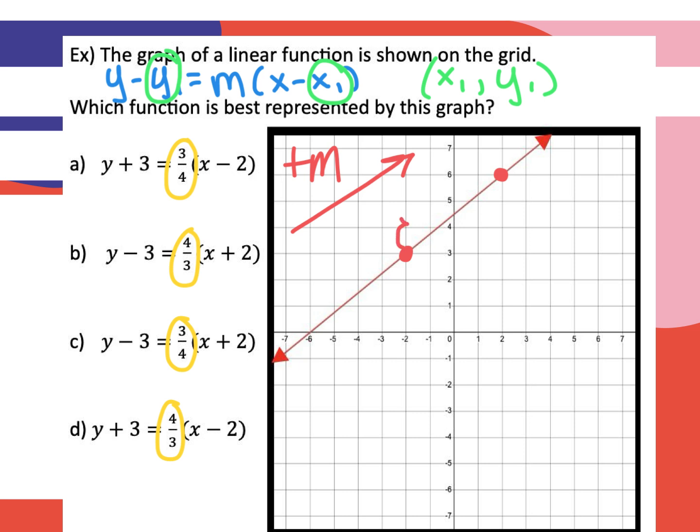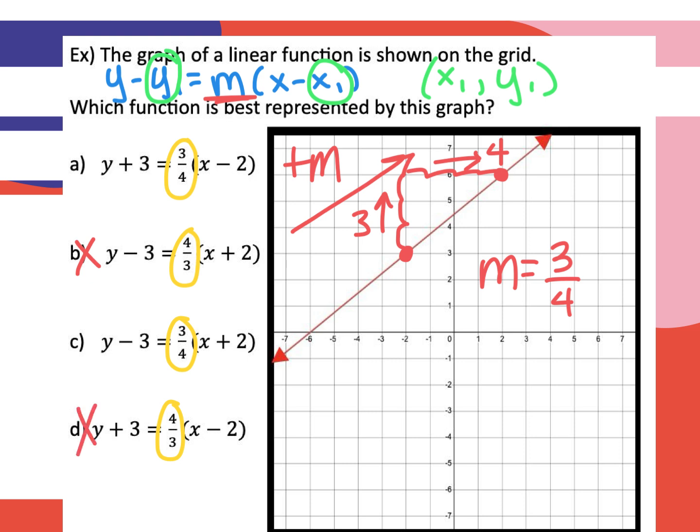So I'm going to count up 1, 2, 3, and 1, 2, 3, 4 to the right. And to the right again is positive. So I can see that my slope is a positive 3/4. And we can see in our equation that the slope is outside the parentheses. It is always next to the x. And I can see that b does not have the right slope, and neither does d.